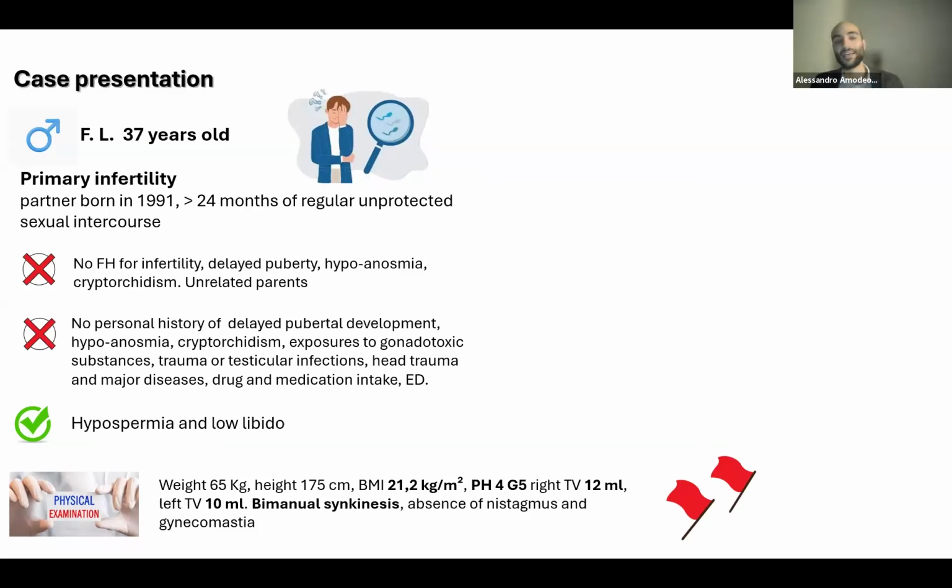This is a case presentation of a male patient, 37 years old, who presented with primary infertility. No family or personal history of delayed puberty, anosmia or cryptorchidism, but a long history of hypospermia and low libido. This patient was referred to us with a suspect of adult onset hypogonadism, but actually at a closer look at physical examination, we found that testicular volumes were lower than normal and a pubic hair development stage 4.